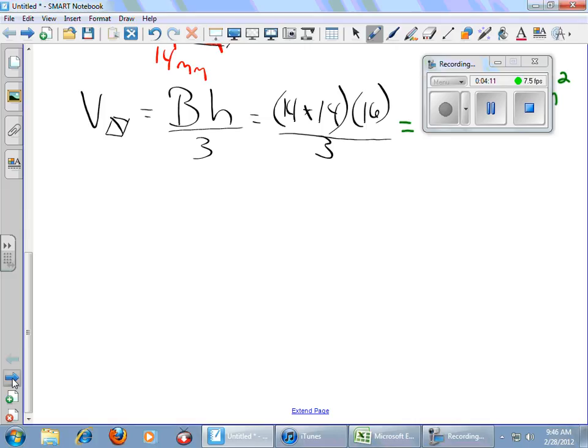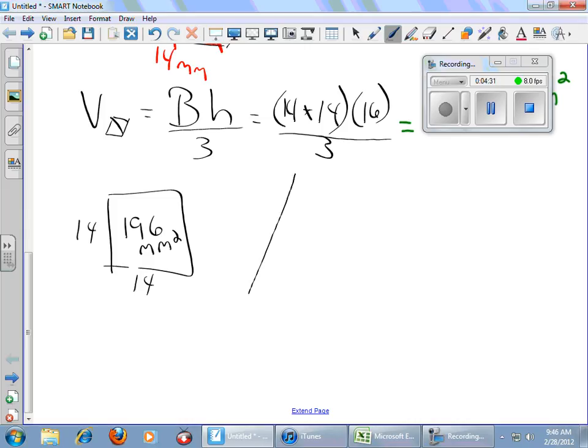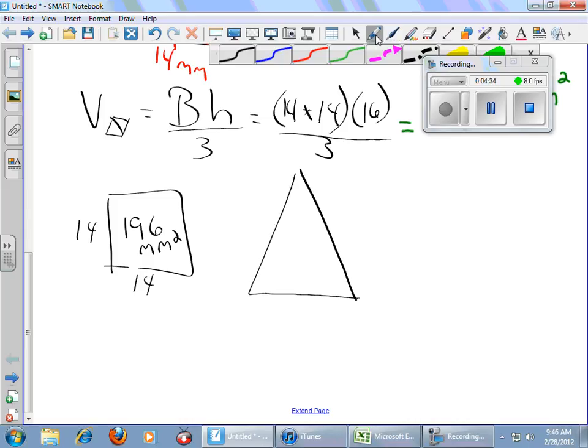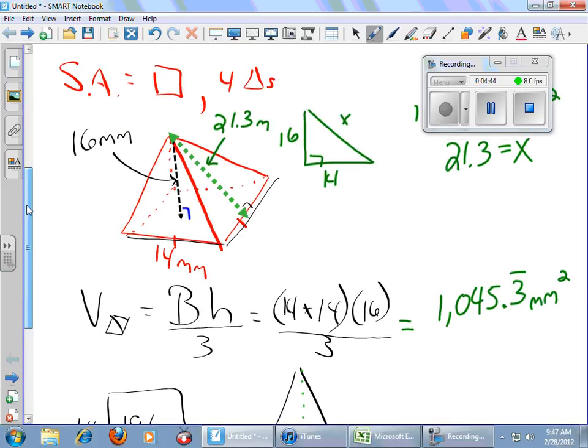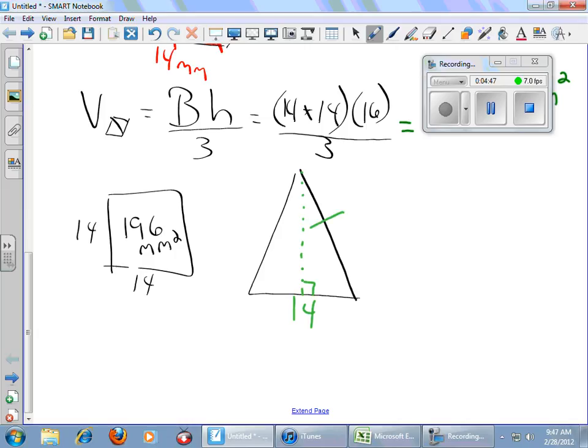Now to do the surface area. Well, I know I'm going to have a square, and the square is 8 by 8, right? No, it is not. It's 14 by 14, excuse me. 14 squared is 196 millimeters squared. I know I have 4 triangles, but all the triangles are congruent to each other. I know that this side here is 14, and the height is 21.3 millimeters.